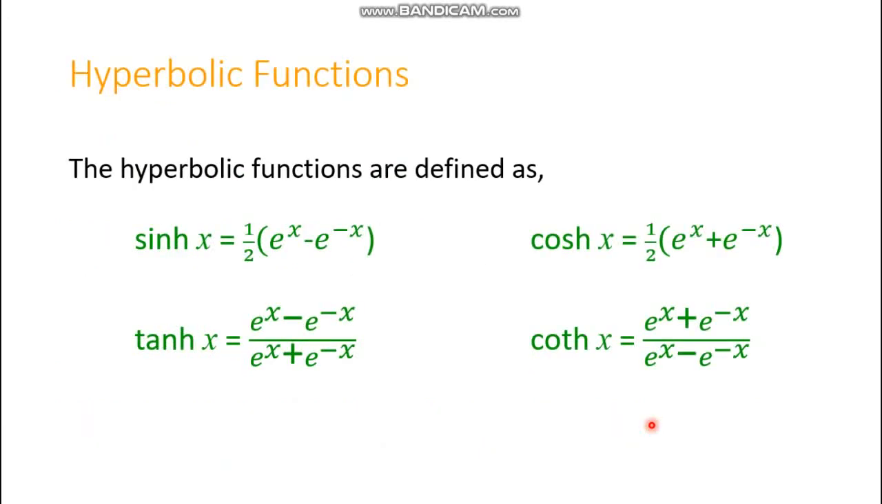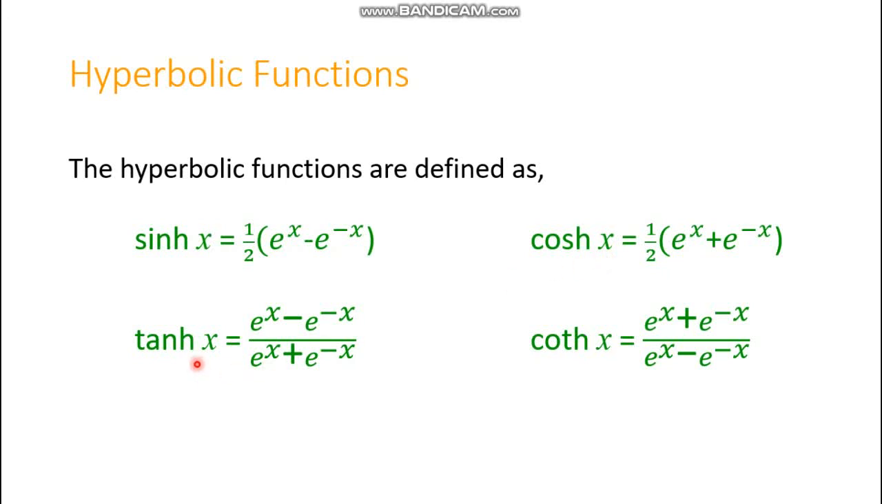And now hyperbolic functions. In the hyperbolic functions, sine, cos, tan or cot will be followed by h. That means sinh means sine hyperbolic. Now if it is sinh of x, then the expression is e to the power x minus e to the power minus x divided by 2, or half into e to the power x minus e to the power minus x. For cosh x, it is half into exponential x plus exponential minus x.